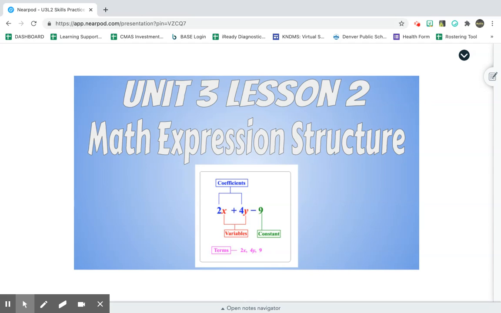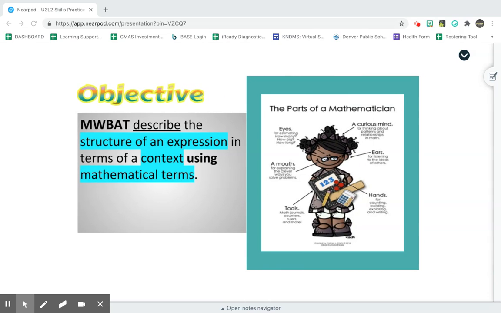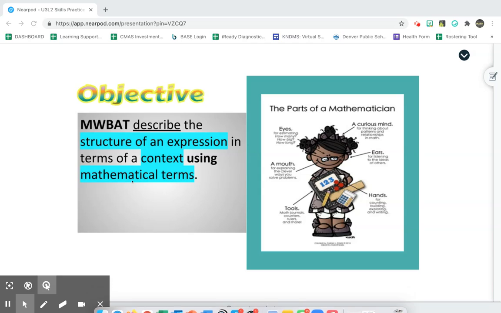As you can see, this is going to be based off our lesson 2 that we did on Wednesday on our math expression structure. So real quickly, just go over our objective. Mathematicians will be able to describe the structure of an expression in terms of a context using mathematical terms. And realistically, what we're actually focusing on is describing the structure of an expression. That's going to be our main focus today: to be able to take an expression, look at its structure, and identify each piece of that structure.